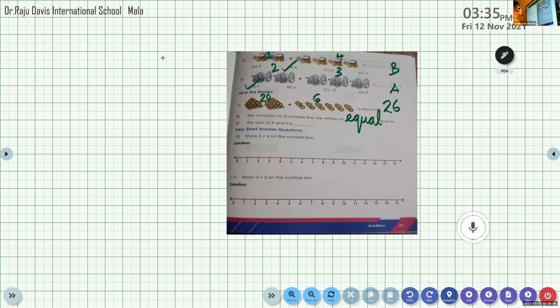Then we have very short answer questions, question number 10. And here we have show 5 plus 4 on the number line. Are you remembering the number line? We are adding the numbers on a number line. 5 plus 4. So we have to mark which number on the number line? The first number is 5. So you have to mark the number 5 on the number line. Then 5 plus 4. So how many gems? 4 gems. 1, 2, 3, 4. So where we reach? Which number? 9. So 5 plus 4 is equal to 9.